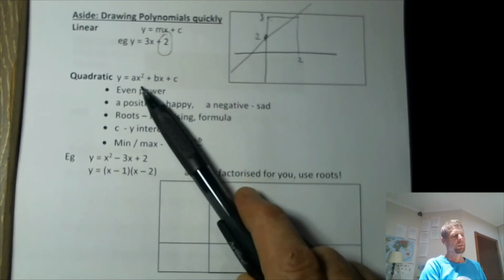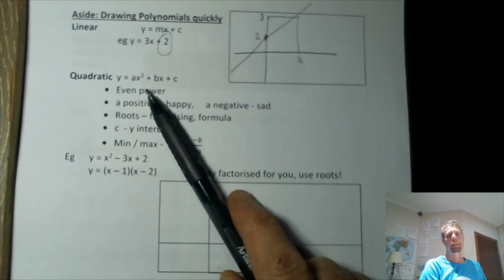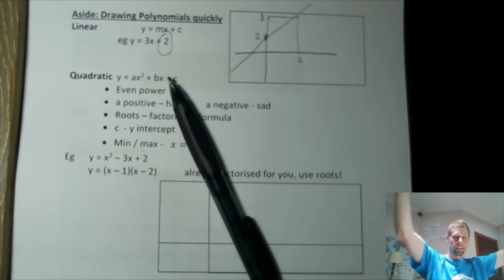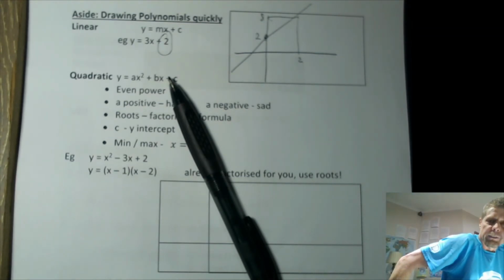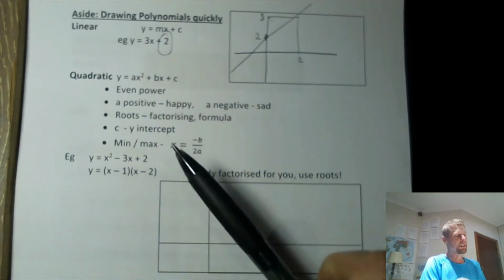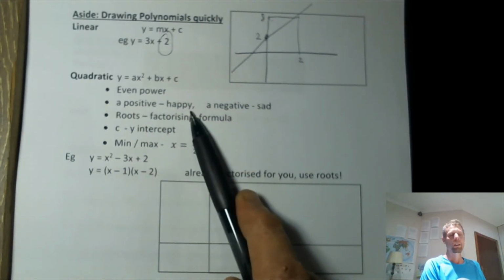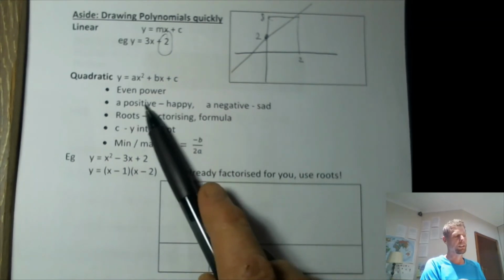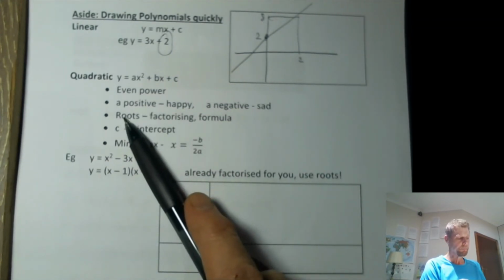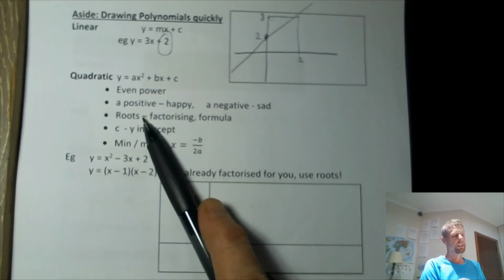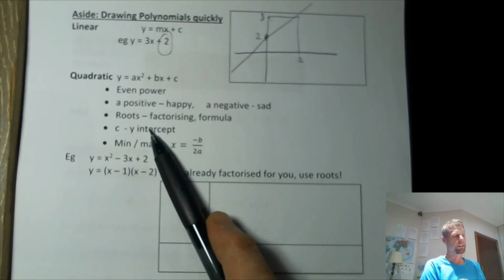If we look at a quadratic, it's an even power, and it's going to be like this, depending on a. If a is positive, you're happy. If a is negative, you're sad. And that's how it goes. So that immediately tells you how your graph's going to look, which direction it's going to be, up or down. And then there's 4 key points that you can find to quickly draw a graph.